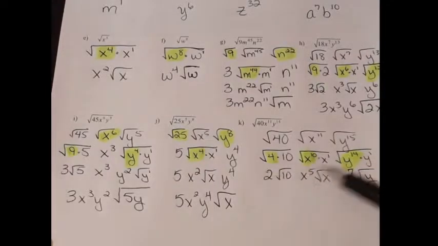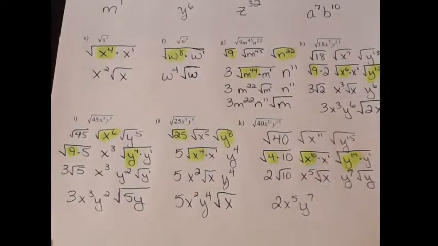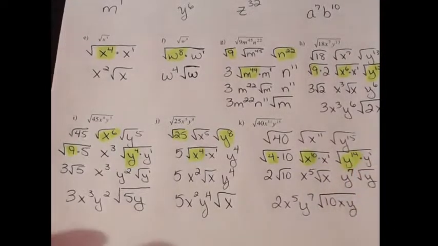Let's collect all the bases that are not underneath the radical and put them together. And then let's collect all of the radicands and put them together under the same radical sign. So you have 2x to the 5th, y to the 7th, square root of 10xy. And that concludes this page.